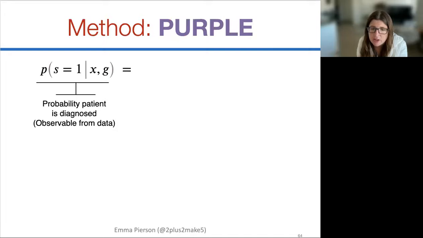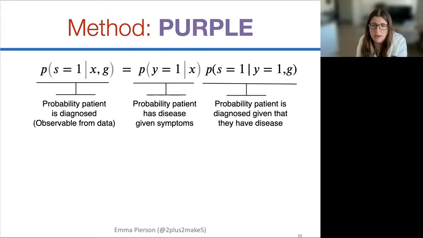So how does our method work? Basically, we model the probability that a patient is diagnosed with the condition given their group and their symptoms. And importantly, this is fully observable from the data, right? We know S, X, and G, and so therefore we perfectly observe this thing. And we model this thing as the product of two terms: the probability the patient truly has the disease given their symptoms, times the probability that they are diagnosed given that they have this disease. This decomposition only holds under a set of certain assumptions.